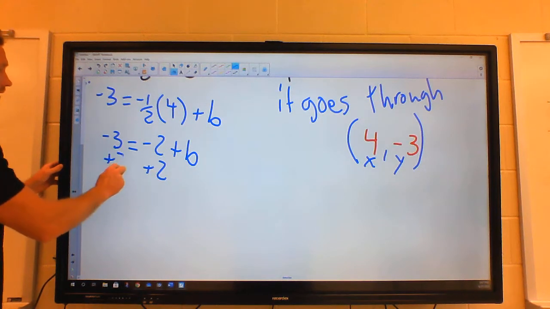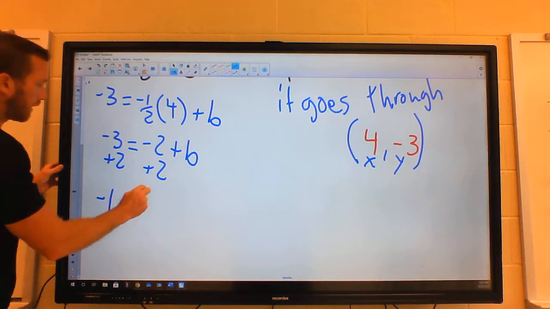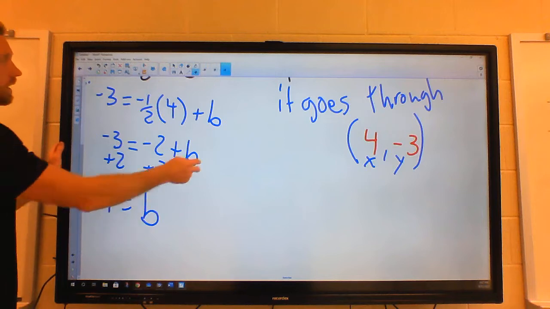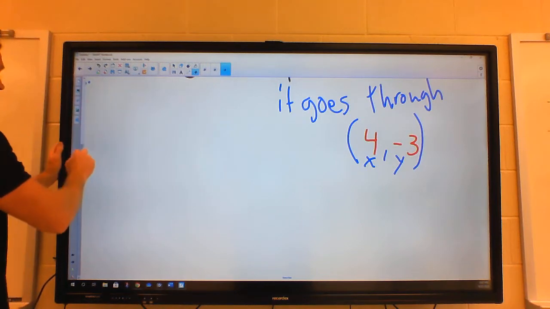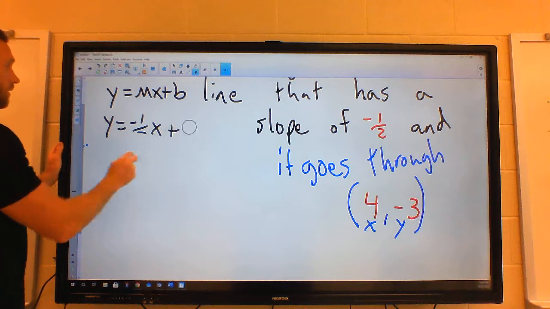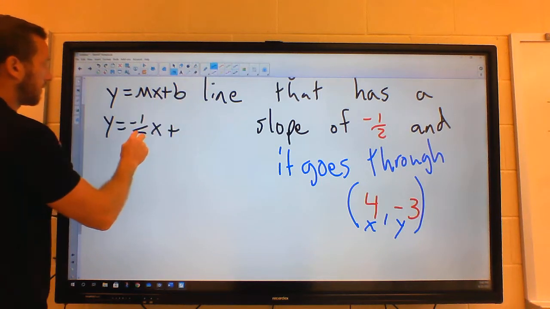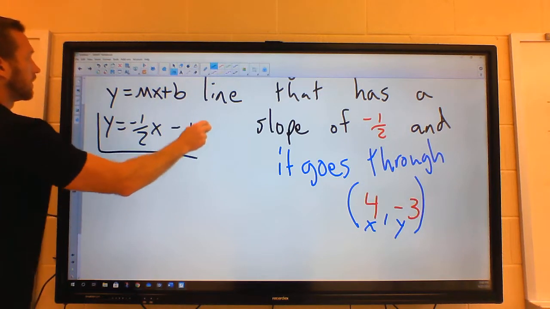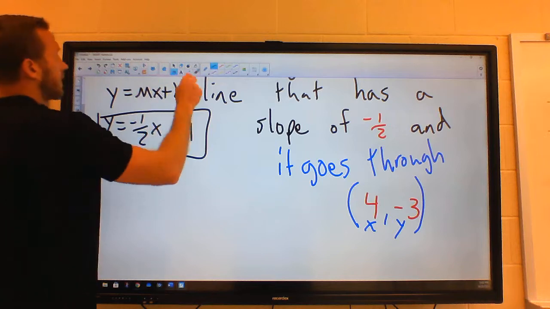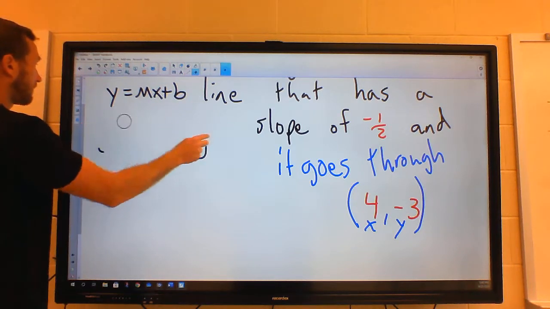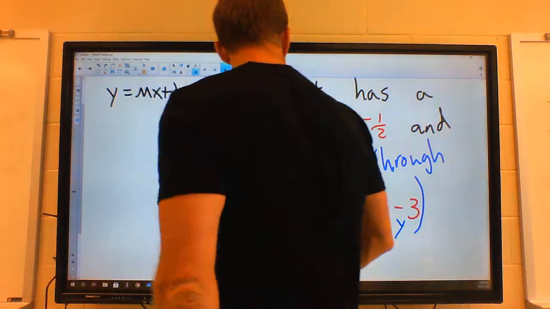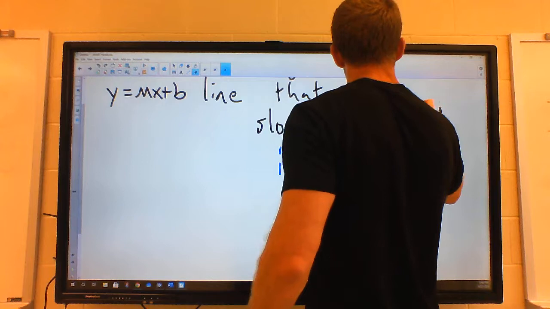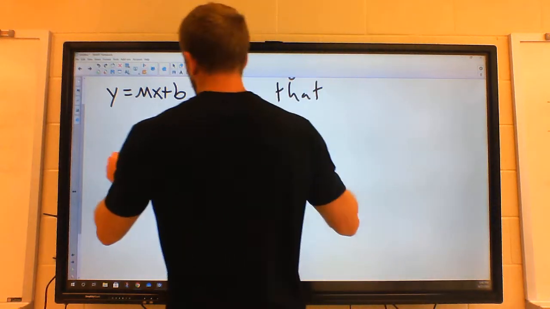Add 2 to each side. -1 equals b. Now that we know that b is -1, go back up to our equation and substitute that in. We said -1. Boom. Okay. Final skill I want to show you. Okay, let me show you this last skill.